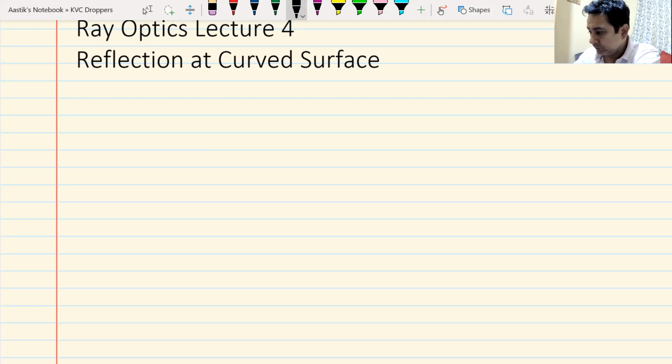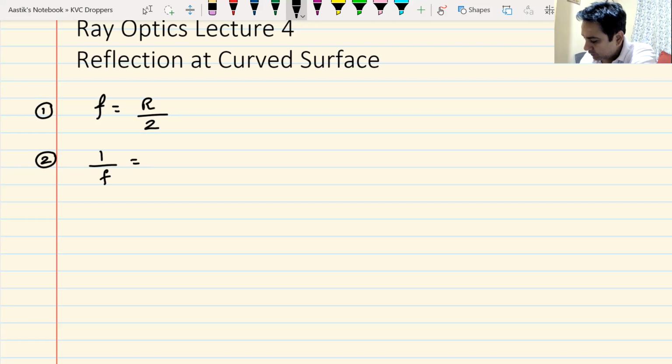f is equal to R by 2. That was the mirror formula. That is not the mirror formula, bhai. That is the relation between focal length and radius of curvature. What is the mirror formula? 1 by f is equal to 1 by v plus 1 by u.